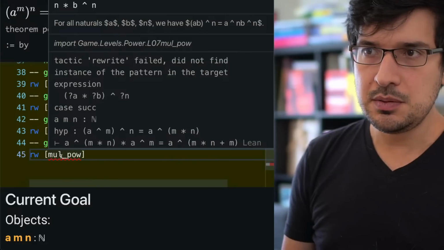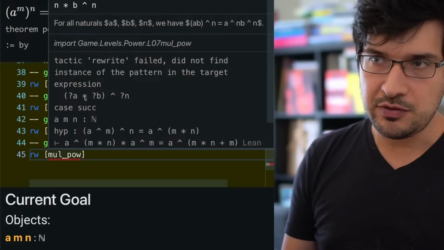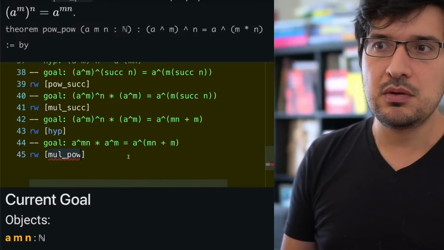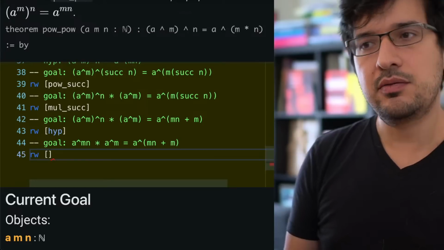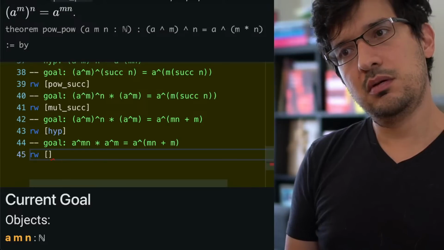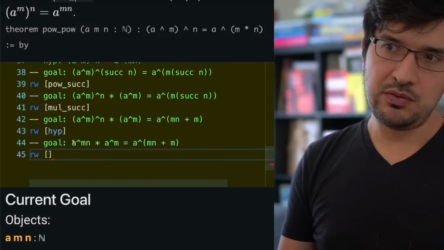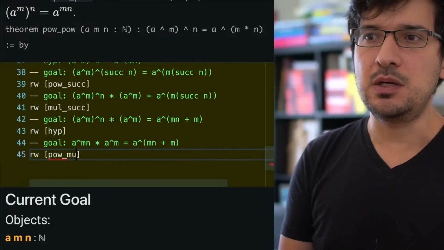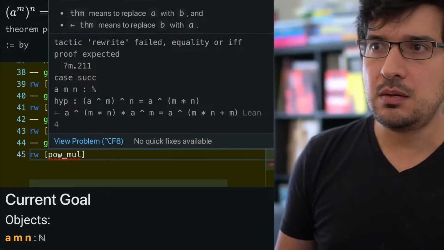Okay, so multiply power. So first do a multiply and then raise to a power is what this theorem has. So what we want is, we have two powers and then we multiply them. Let's try it. Pow mul. I don't think that that's correct. Pow mul.